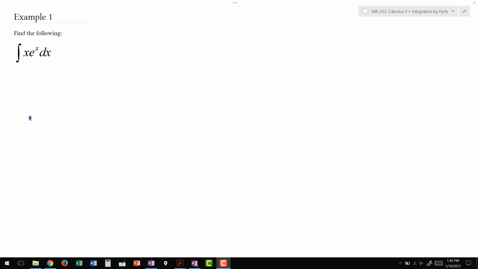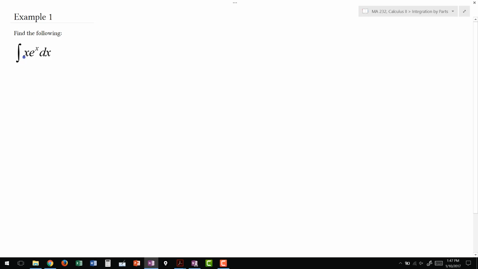So our first example is to find an antiderivative for x times e to the x. We want to use integration by parts, which means we need to decide what's going to be u and what's going to be v prime. Remember that our general rule is that u needs to be a part of the integral whose derivative is simpler. And then v prime is whatever's left, and it has to be something we can integrate.